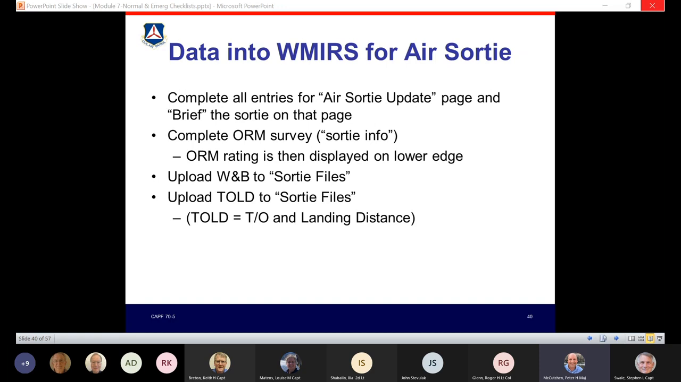If you have any questions, reach out to Keith or George or another pilot mentor, and they can help you out with it. And existing sorties on flights that have been closed, you can look at that data.